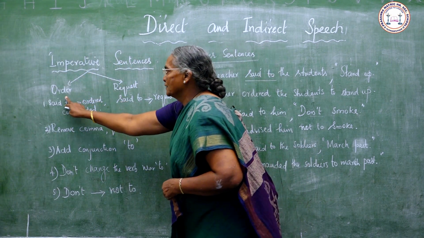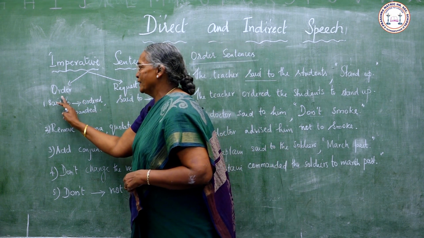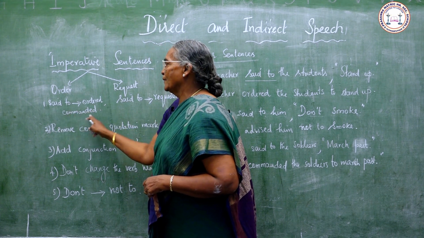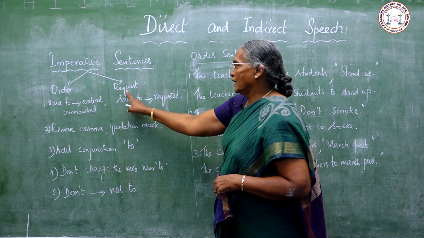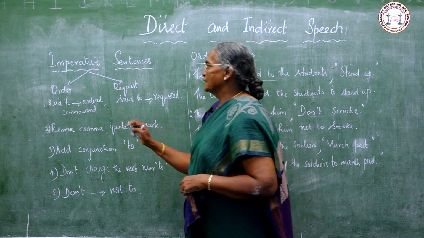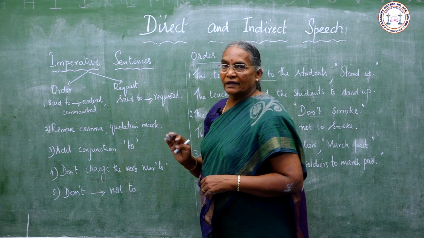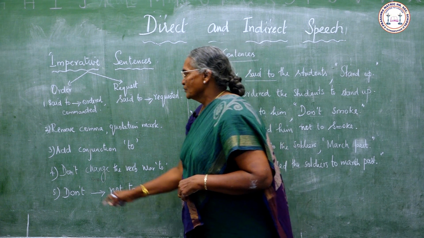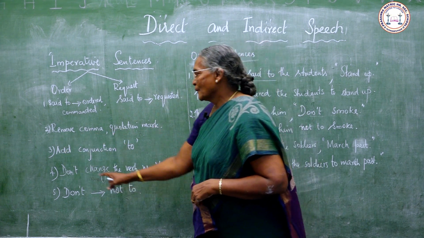One is order, another one is request. If the sentence is an order, we have to change said to into ordered or commanded. If the reported speech is a request, we change said to into requested. So for an ordered sentence, there may be ordered or requested. Remove the comma and quotation mark as usual.